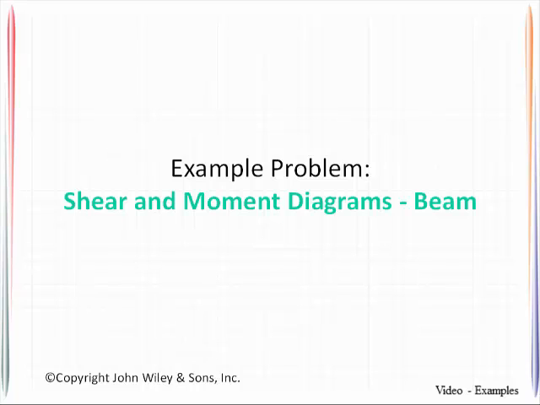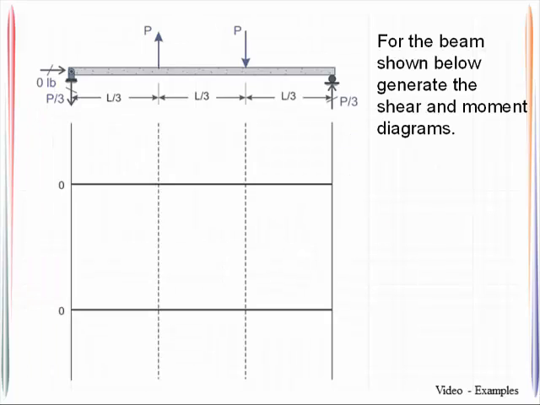Hello again. In this example, we are going to practice the generation of shear and moment diagrams for beams. We're going to look at this simple supported beam that has a couple of point loads on it. You will notice that the reactions are already provided for you. And another thing that's already been provided is we've identified where the load discontinuities are.